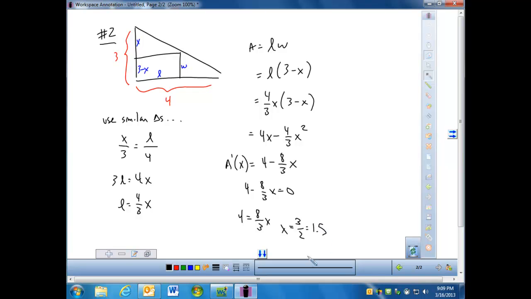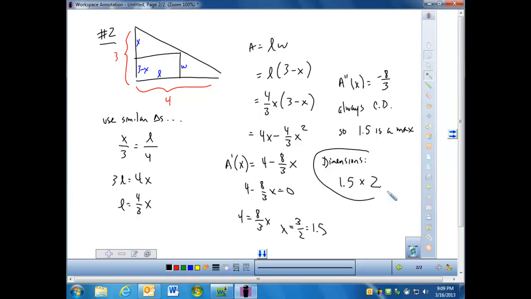Find the second derivative of this function. Second derivative is just -8/3, which means this is always concave down, which means that our critical value, 1.5, must be a maximum, which is what we wanted in this problem. And so I know that x is 1.5, and so I can subtract that from 3, so that my width of this rectangle is 1.5. And I can plug that in and multiply it by 4/3 to figure out that my length is going to be 2.